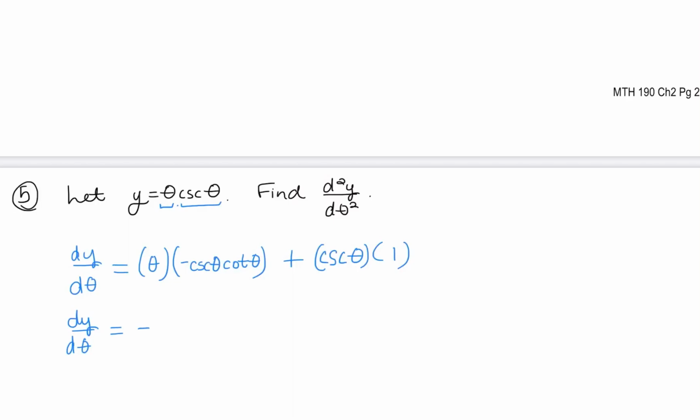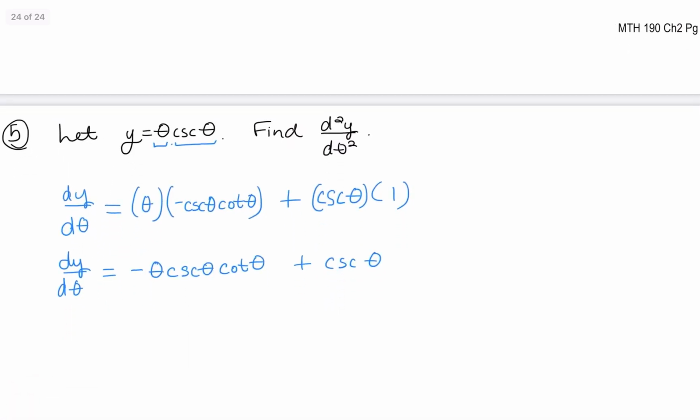If I leave this first term as negative theta cosecant theta cotangent theta, when I take the derivative of that first term, I'd have to identify an outermost product, but then within one of those products, I would have another little product rule. So I'd have an outer product rule, and then within that, another product rule, which would be okay. But it would be easier to factor out a common factor.